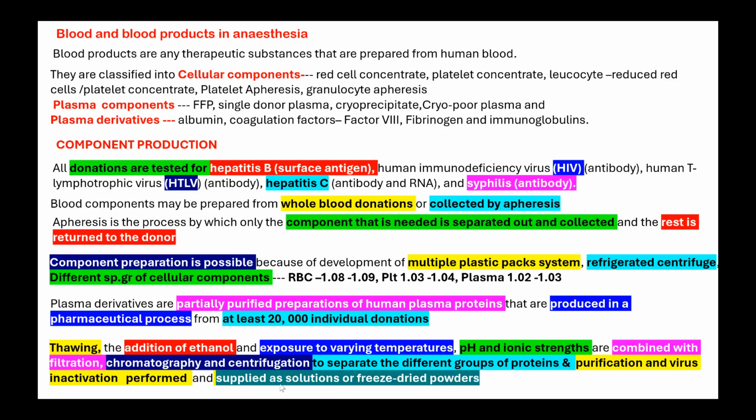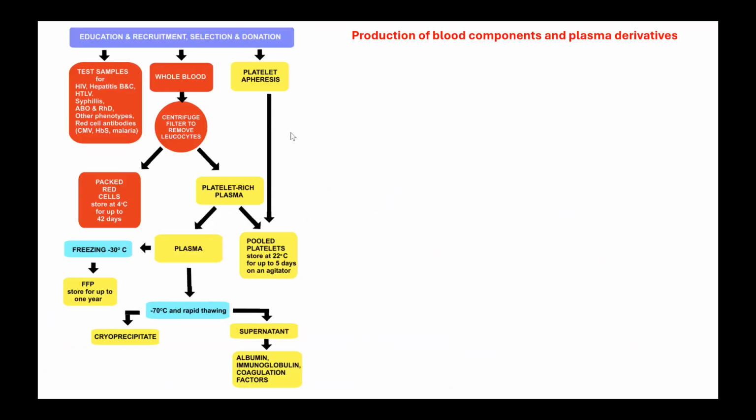Whereas the albumin solution which you use in your regular OT, they are all supplied as solutions. So this is how the product manufacturing is done. In the production of blood component derivatives, the first step is testing samples for all these communicable diseases.